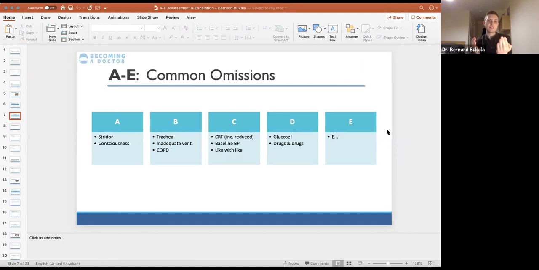C, circulation, what people forget is cap refill. Cap refill is very useful, especially if you do a peripheral one and a central one. If they're different, that gives you a clue. Another thing to keep in mind is that the cap refill time can also be reduced. So blood returns quicker to the capillaries than we might expect. And that usually happens in sepsis or CO2 retention when somebody is vasodilated.